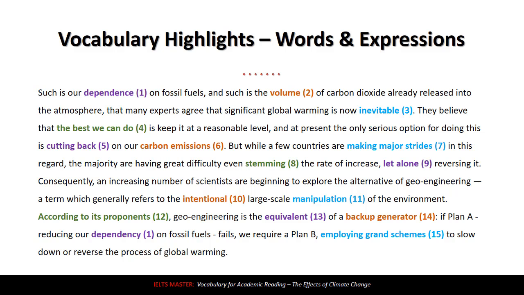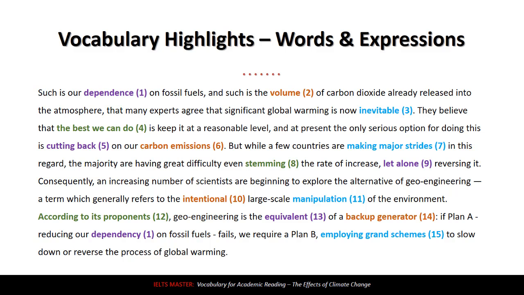Next, volume. Now, the scientific meaning of volume isn't important here. We just need to understand that volume is related to the amount of carbon dioxide. Okay, so volume here is related to the amount of carbon dioxide, and that's what's important here.